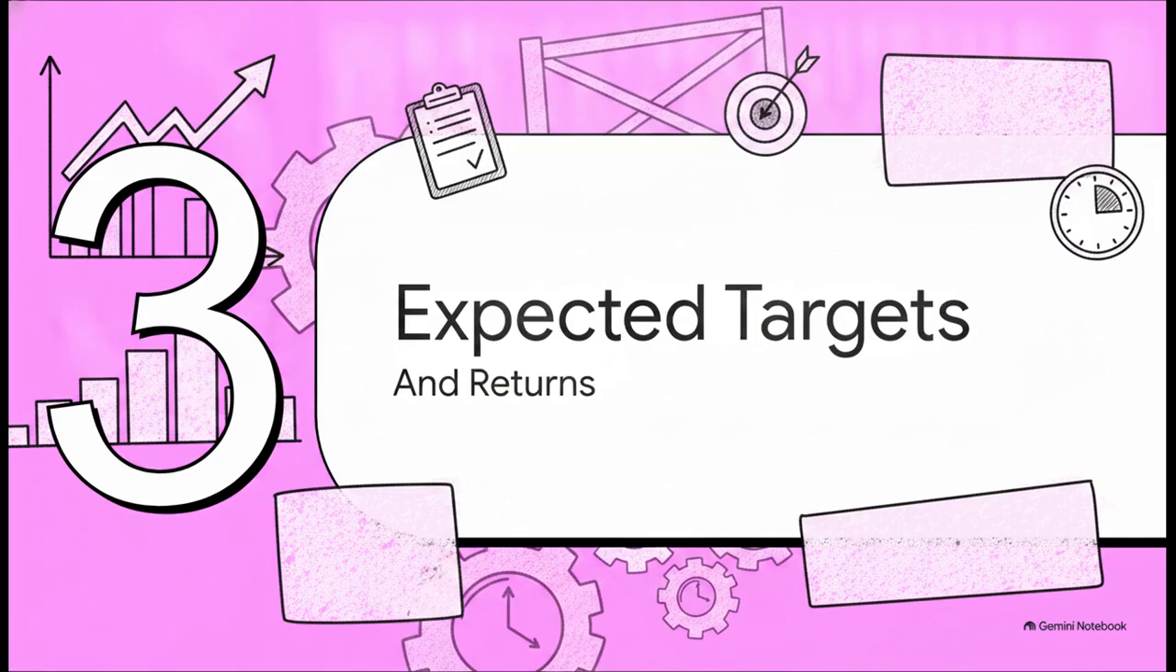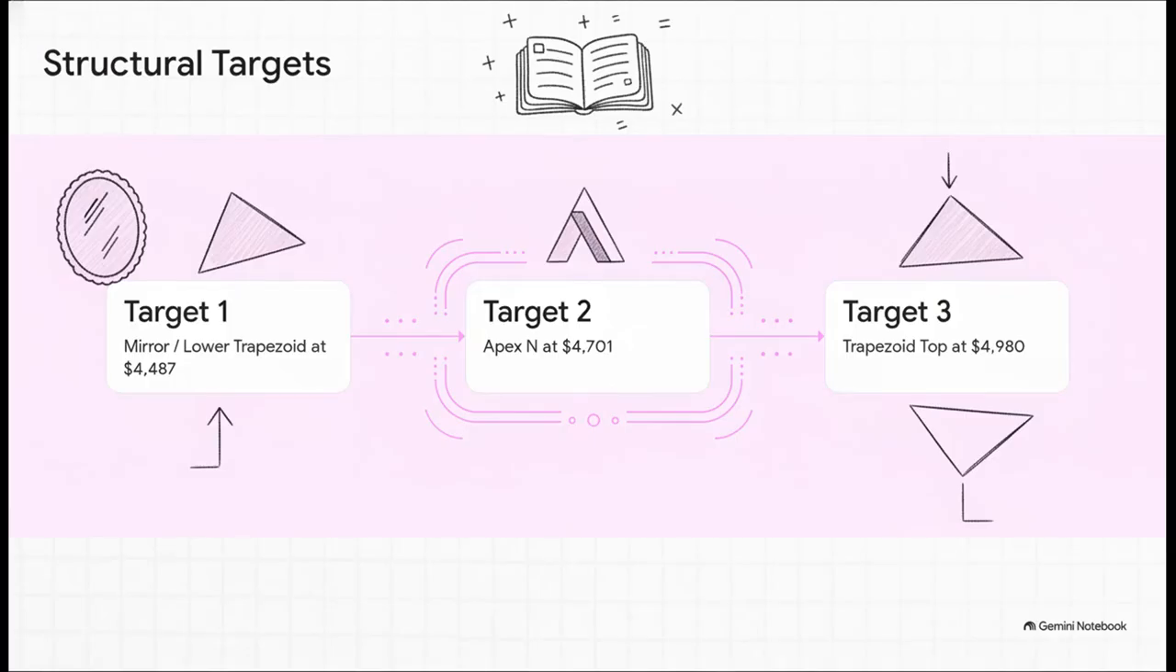Moving on to Section 3, Expected Returns and Targets. The log outlines these simple arithmetic projections in 3 distinct steps. Step 1 is Target 1, which sits at the mirror or lower trapezoid boundary at $4,487. Step 2 is Target 2, placed at apex N at $4,701. And finally, Step 3 is Target 3, located at the trapezoid top, logged at $4,980.